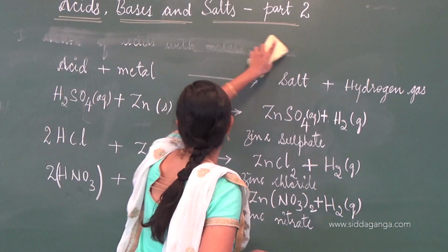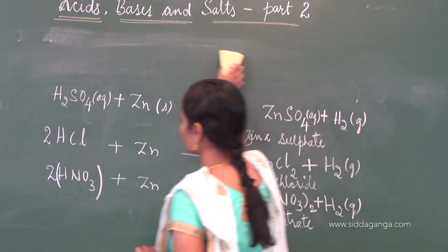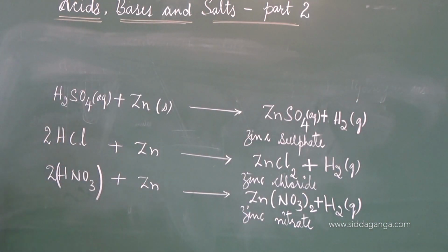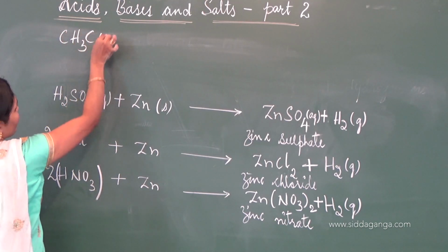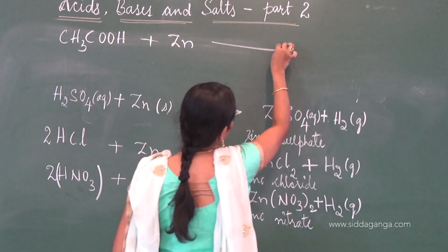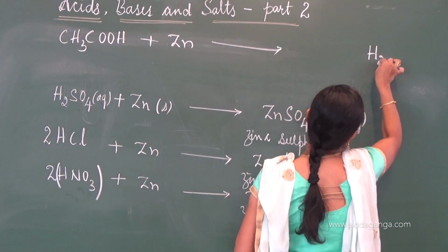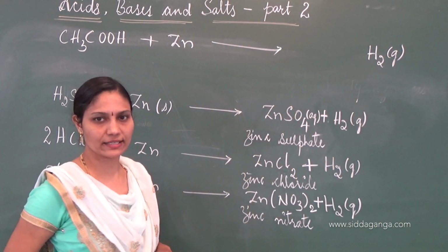I'll also write the equation for another acid, that is acetic acid. Acetic acid is CH3COOH. CH3COOH plus Zn gives rise to hydrogen gas, and the salt formed will be zinc acetate, right?